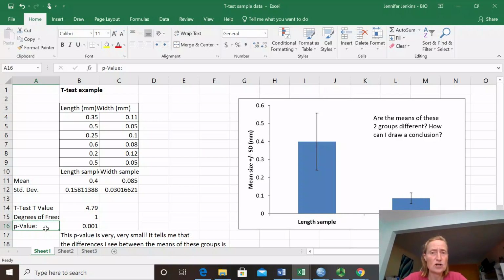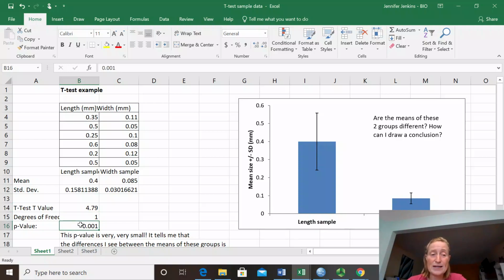The t-value could range, all right? The bigger the t-value, the bigger the differences between these two groups. So a t-value of 0 would say, ooh, these two groups are very, very similar in size. But the bigger the t-value is, the more different these two groups are from each other. Well, I don't know if a t-value of 4.79 is big or small, though. That's when the p-value comes in very handy.